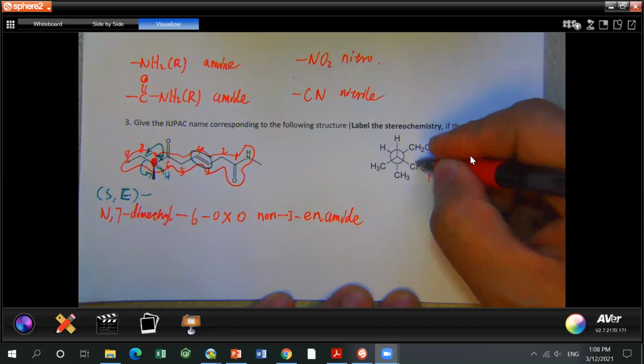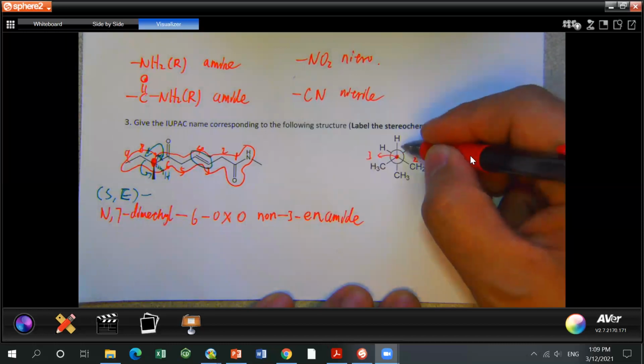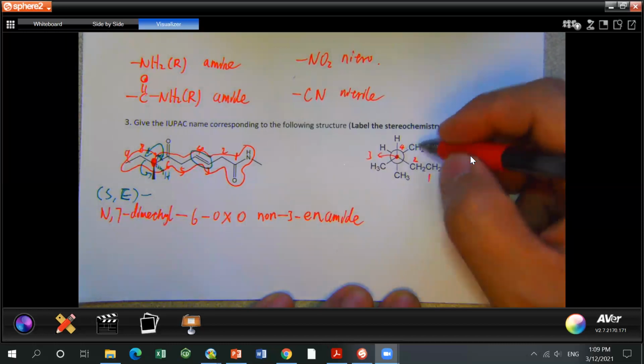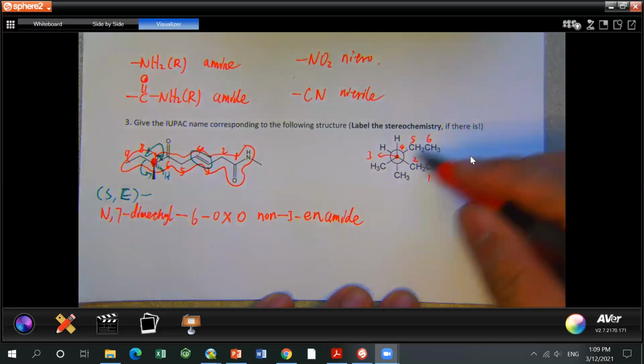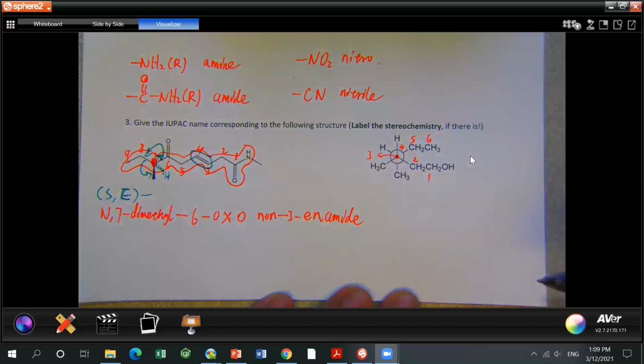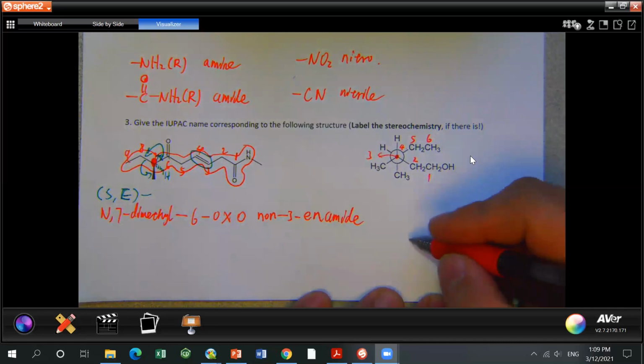That's 1, 2, then this front carbon will be 3, this back carbon will be 4, and then the long chain goes this direction, 5, 6. So there are 6 carbons in the long carbon chain, and that should be called hexene. Put the name here.